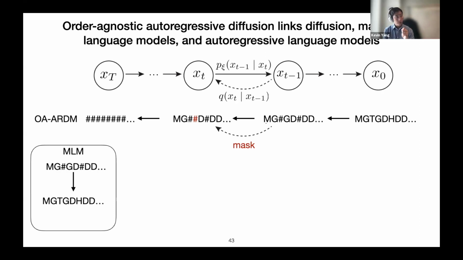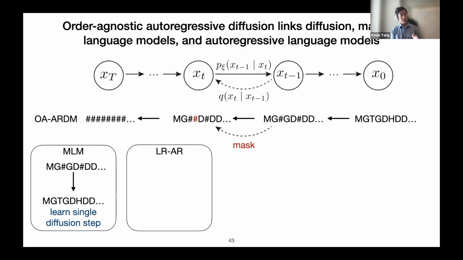In a masked language model, you take a sequence, you corrupt usually 10 or 15% of the residues, and you predict the masked positions from the unmasked positions. You can think of that as training a model that only learns a single diffusion step, right? Whereas OA-ARDM generalizes this by learning all the possible masked language models in a single model.